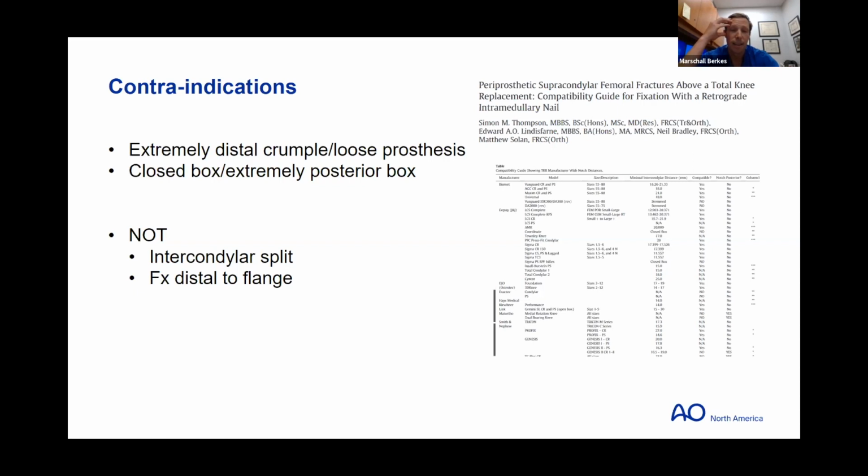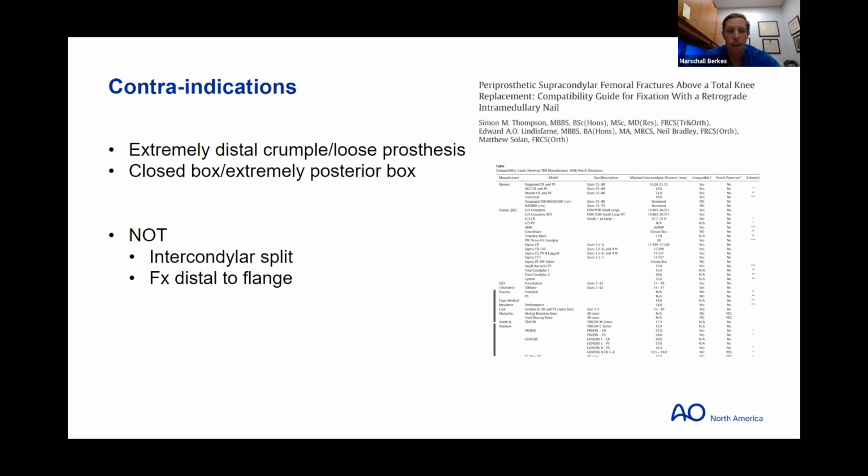And I've gained an appreciation over time that nailing through a really posterior box is just not a good idea, because it's going to result in a deformity. So you should think twice about that. People will talk about if the fracture goes distal to the anterior flange of the total knee, that you shouldn't fix those because it's, quote unquote, too distal. Personally I disagree with that, but this is all open to interpretation.